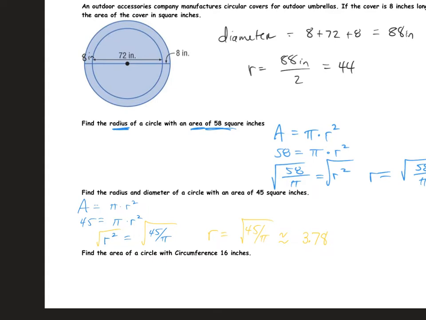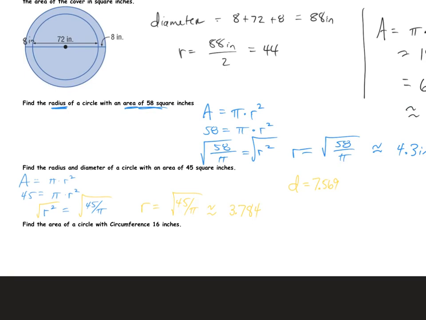So if I want to find the diameter, all you have to do is take that and times it by 2. So when you times that by 2, you get 7.569 right there. So this was 3.784. Okay, if I asked you guys, what is this if we want it rounded to the nearest hundredth? So then this is 3.78, and the diameter is about 7.57.